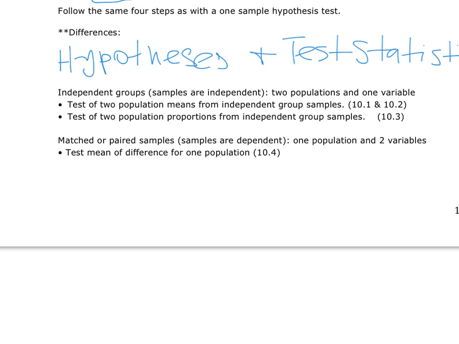Now, the other kind of test is if we've got what we call matched or paired samples, where the samples are dependent. One way to think about that is if we just have one population and we measure two different things from that population. So we have one population, two variables, we get a mean from each of those variables, and then we compare those variables. That's going to be the other kind of test that we do.